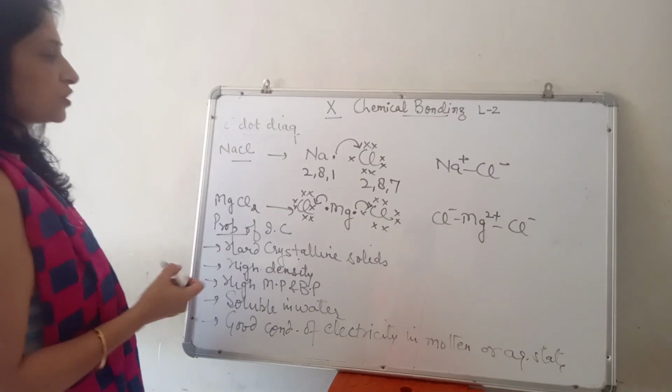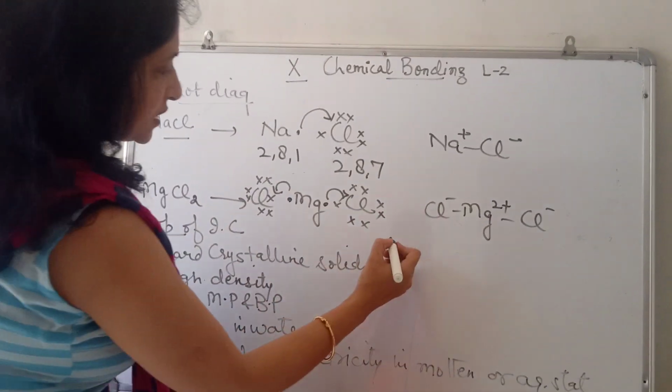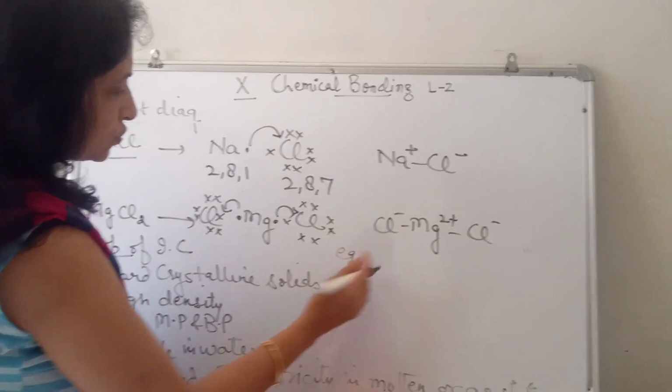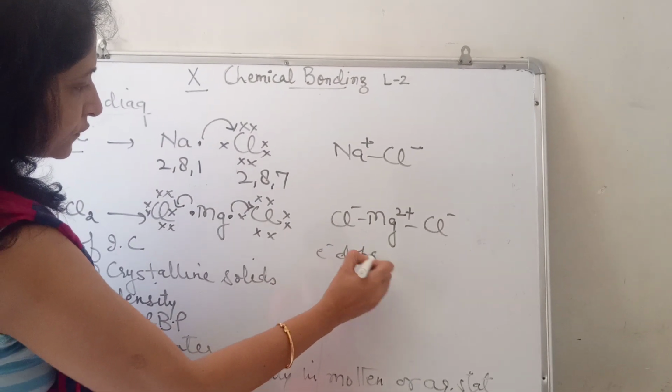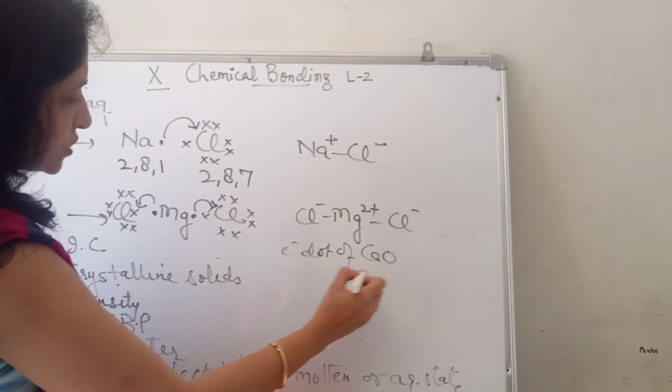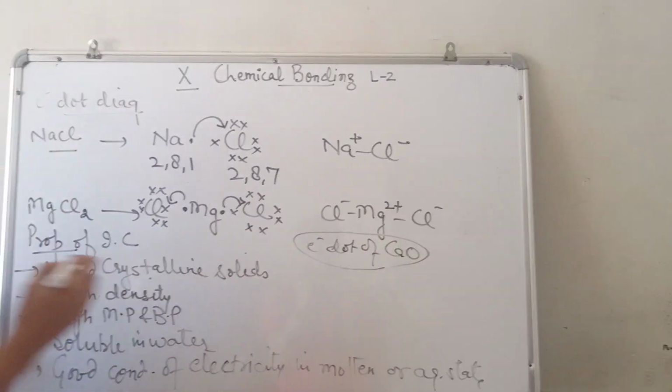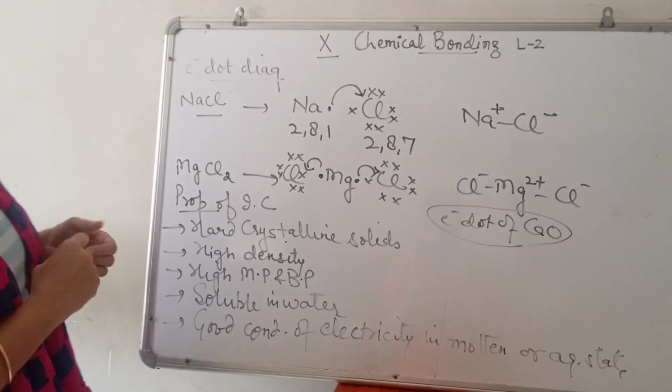These are the electron dot diagrams, and your today's homework is you will do the electron dot diagram of calcium oxide just now on the same basis. Then properties of ionic compounds.